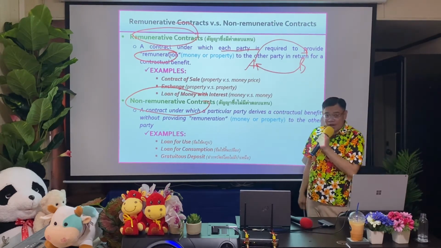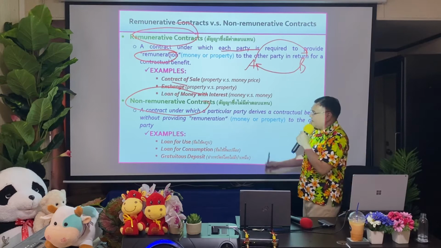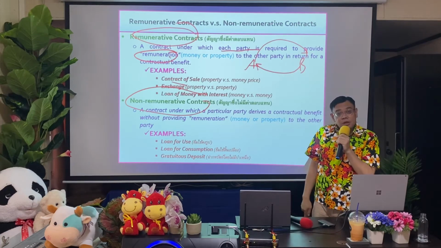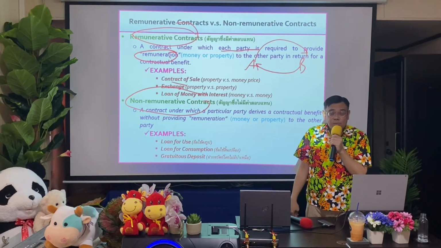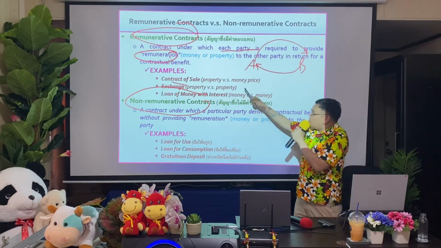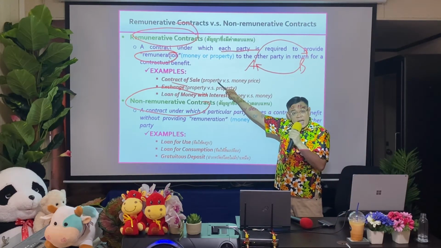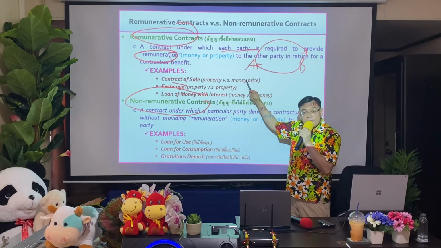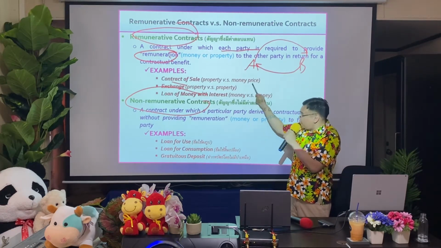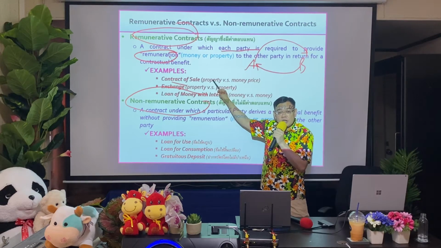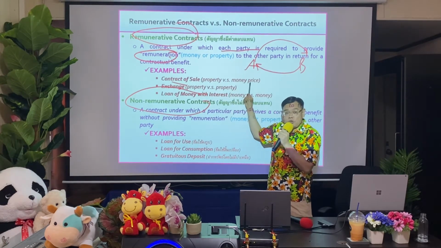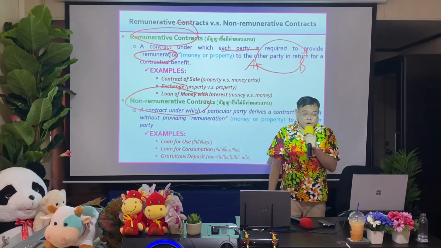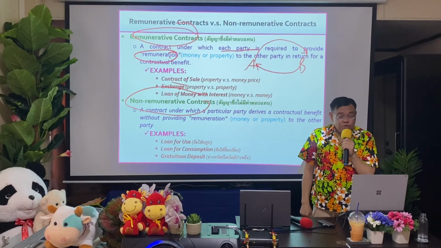Have a look at a contract of sale. If we have a contract of sale, then we have a seller and a buyer. A seller will have to do what? A seller will have to provide remuneration to the buyer in the form of delivering property to the buyer, and the buyer will have to provide remuneration for the seller in the form of paying money, paying the price. So the seller will deliver the property to the buyer, and the buyer will pay the price to the seller. So in a contract of sale, each party provides remuneration for the other one.